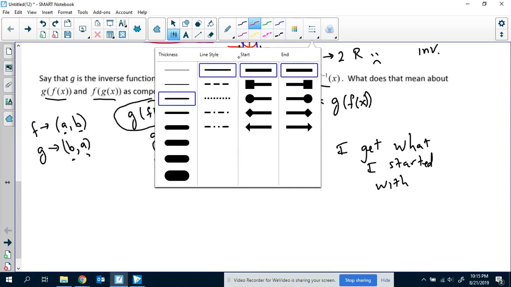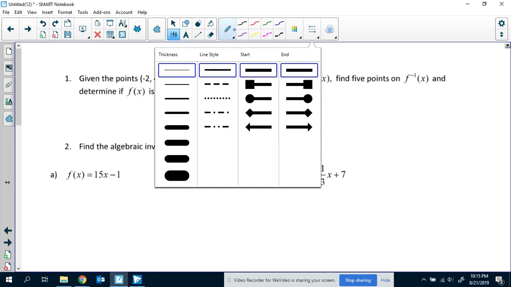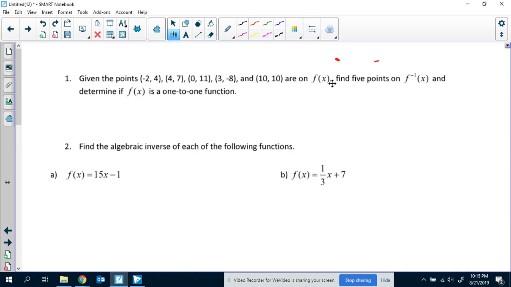Now let's start doing some problems. Given the points as written below, what we want to do is find 5 points on the inverse. So what we should remember is that all of these points are going to have their x and y values flipped. So that means f inverse of x is going to have the following points: (4, -2), (7, 4), (0, 11), (0.